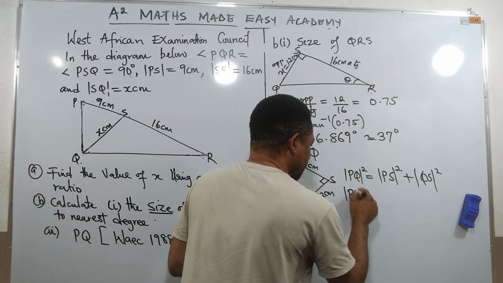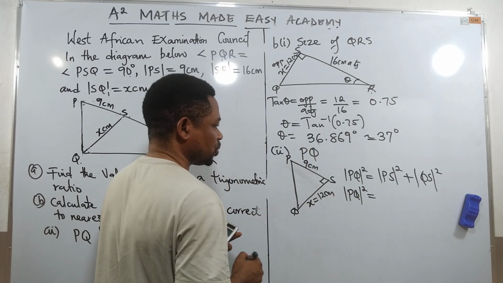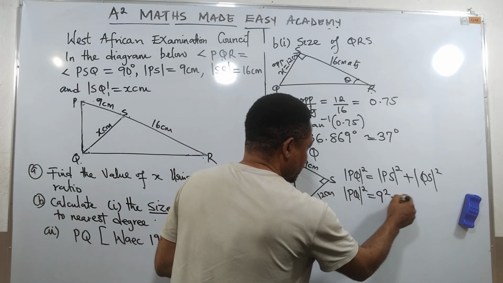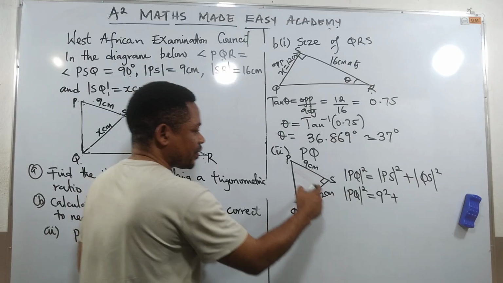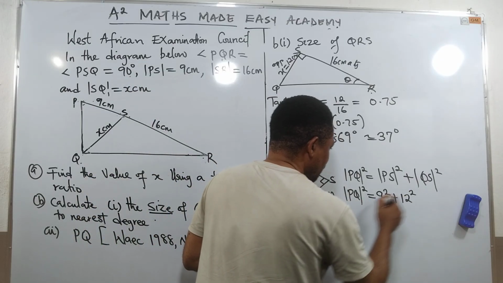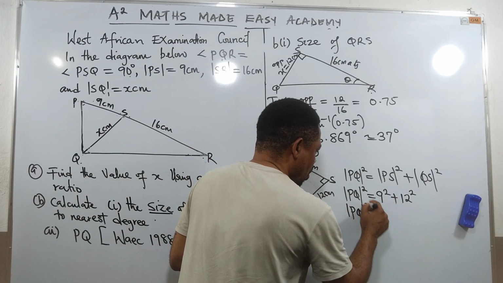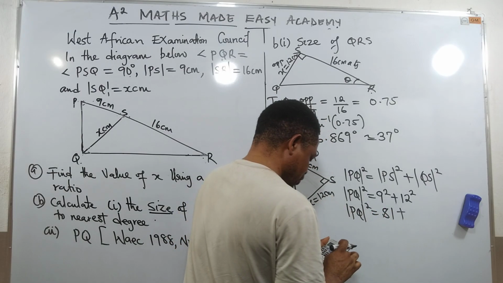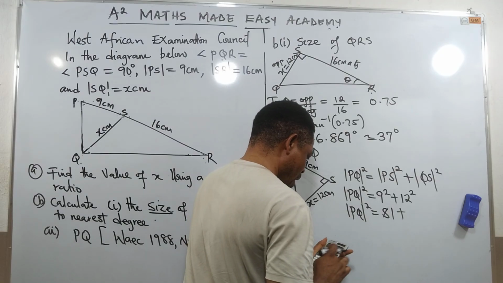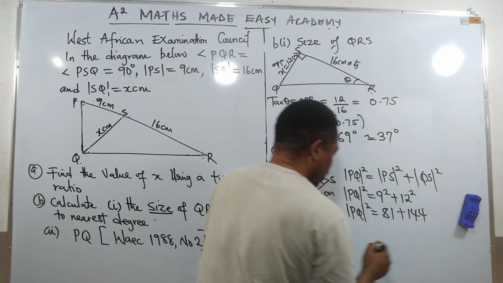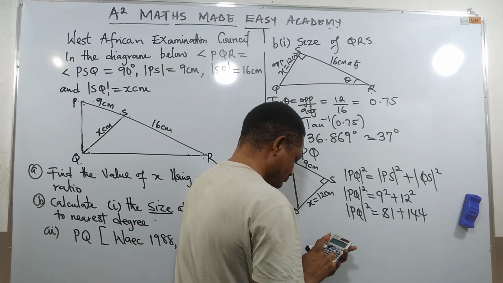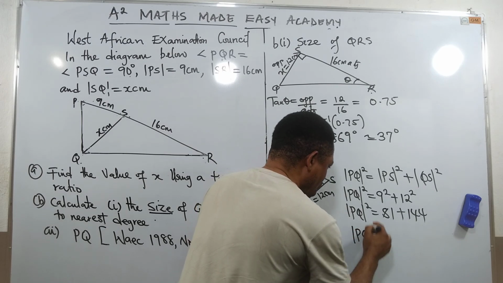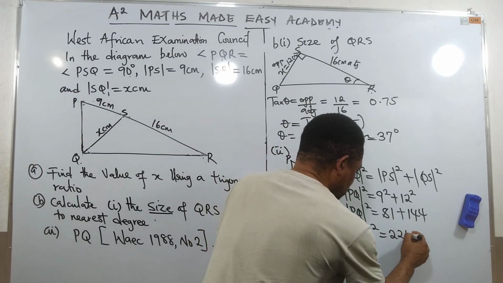Can we say side PQ squared is now equal to, what is the value of PX? Look at it, PX is 9. 9 squared, then plus, what is the value of QX? QX is 12 squared. Can we now continue? What is 9 squared? 81, plus 12 squared, which means 144. Then I will now add it with 81. Now, which means PQ squared will now give us 225.